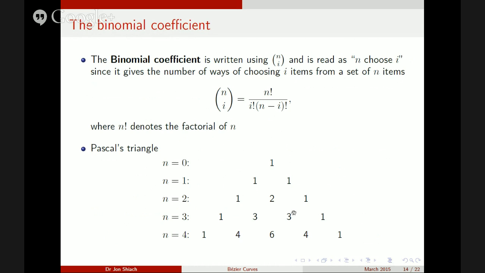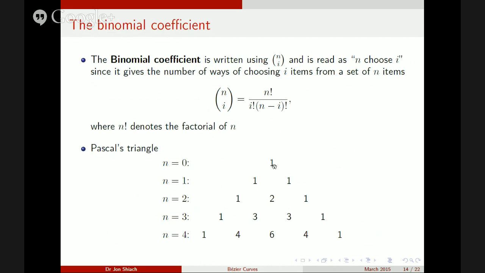Binomial coefficient, just to recap your memory. It's the number of ways of choosing i items from a set of n items, and we can calculate it, if you're up on your probability theory, using factorial notation. The good news is Bernstein Bezier curves usually only go to quite small degrees, maybe less than 4 or 5. So the way I tend to think about it is to use Pascal's triangle.